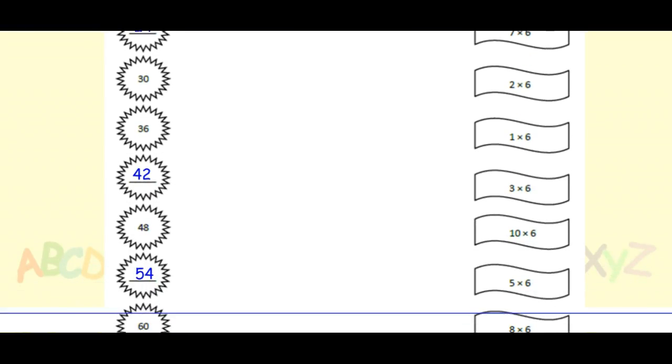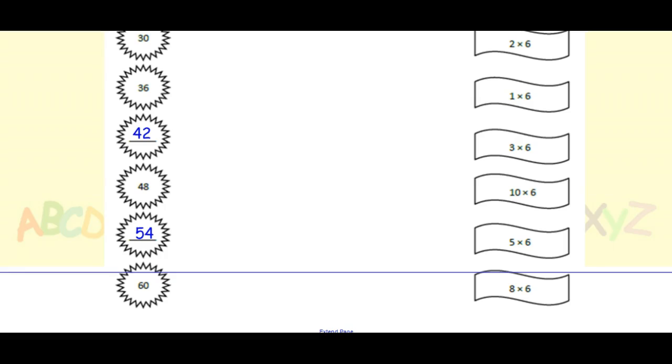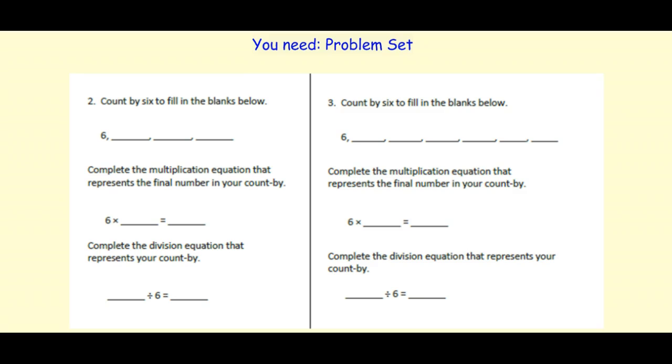And the last one, 60, you should have drawn a line to 10 times 6. Moving on to the second part of the problem set, you need to skip count by 6 to fill in the blanks below. We did this on the concept development, so they started with 6 on this one, so then you would put 12, 18, and 24.